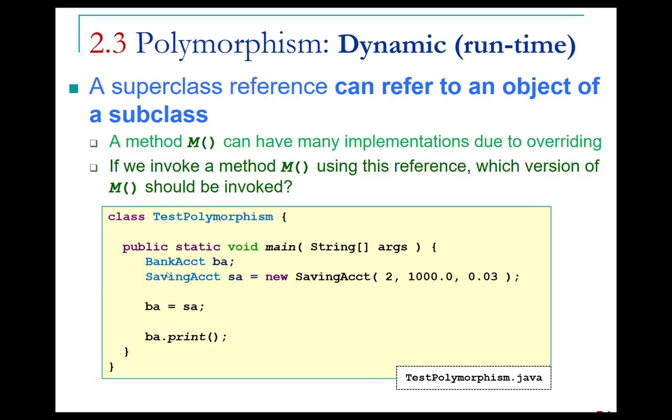For example, BA is a bank account, SA is a saving account. Actually, BA is pointing to a saving account. So the printing of BA should actually print out the interest rate as well, as we hope. This is indeed the case, as the Java Virtual Machine works as shown in the next slide.